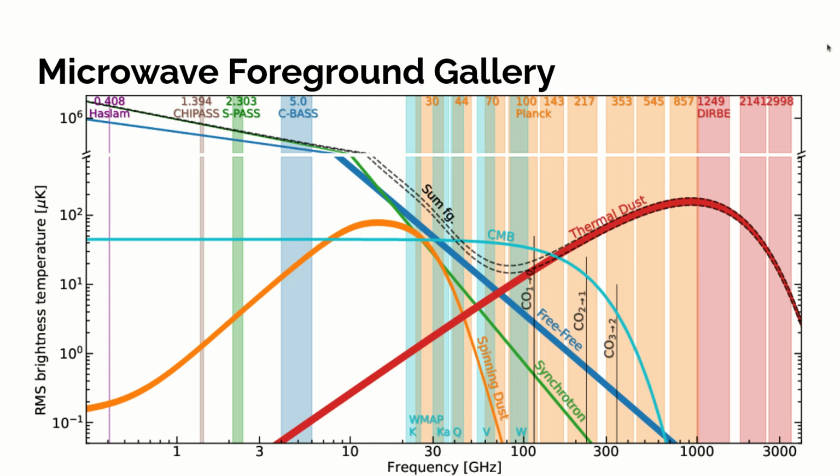As always, let's refamiliarize ourselves with the microwave foreground gallery. In this lecture we're focused on the red line, which has to do with the thermal dust emission. We can see that the thermal dust emission dominates over other galactic foreground emission mechanisms above 70 gigahertz and is one of the most important of all foregrounds to take into account in CMB analysis.